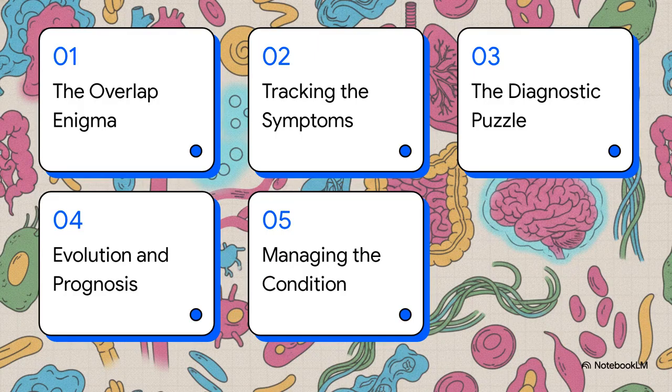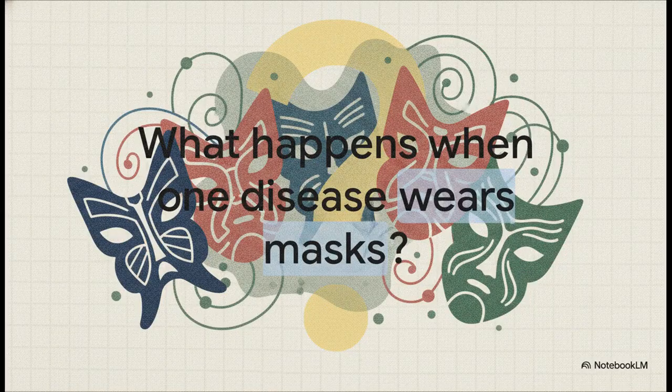In today's Explainer, we're opening up the case file on mixed connective tissue disease, or MCTD. We'll be hitting 5 main areas: the overlap enigma, tracking the symptoms, the diagnostic puzzle, evolution and prognosis, and finally, managing the condition. So what actually happens when one disease wears the mask of 3?